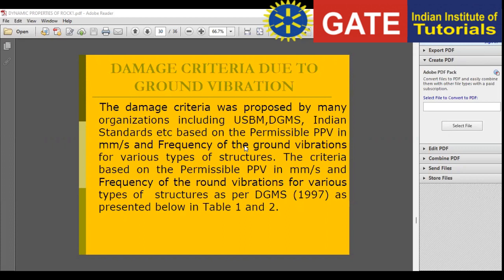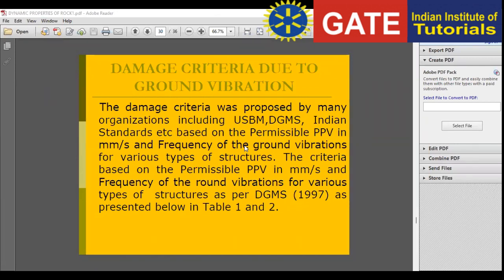Basically, a seismograph along with a geophone is used to monitor the ground vibration. The seismograph has a transducer that records the peak particle velocity as well as the frequency.